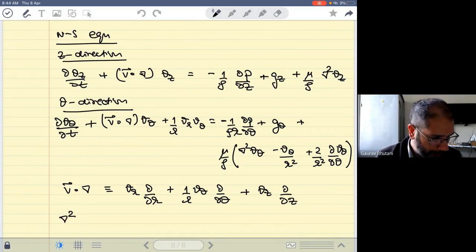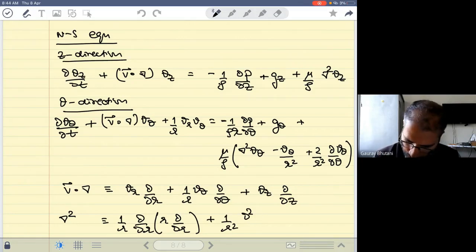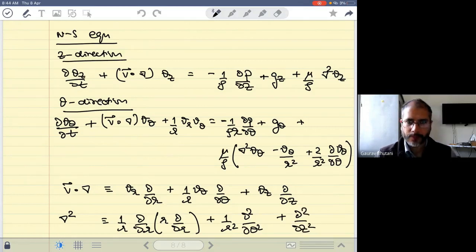And the Laplacian operator is 1 by r del by del r of r del by del r. Then we have 1 by r squared del 2 by del theta 2, and then we have del 2 by del z 2. Right, so I've simply copied these from the appendix in the book.